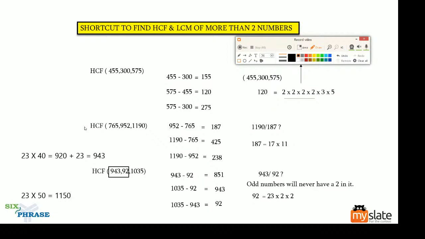Now in 1150, if you subtract 23, what do you get? From 1150, you could keep subtracting 23s. If you subtract 23 into 5, you will get 115. Now if you subtract 115 from 1150, you will get 1035. So this is how you find if a number is divisible or not. You know that 1150 is here. You have to find 1035, right, guys? 1150 minus 115 will give you 1035. So definitely 1035 is also divisible by 23. So our answer here is 23. Our HCF is 23.